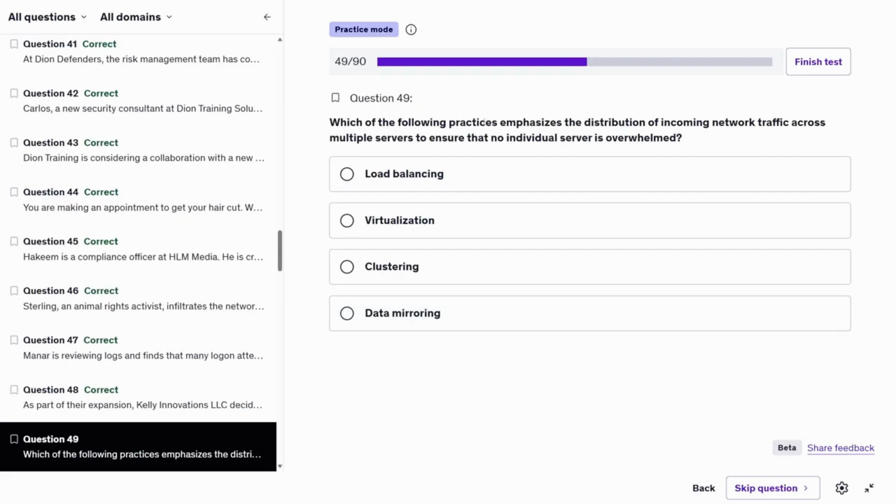Which of the following practices emphasizes the distribution of incoming network traffic across multiple servers to ensure that no individual server is overwhelmed?